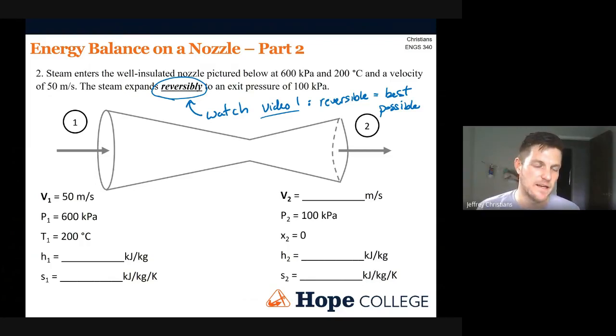Again, I spend 25 minutes talking about it in the video, so that's just kind of a teaser. Really, it's the best possible process that we could do something by. So in this case, if it's a reversible nozzle, and we'll get to exactly why in this video, that means that delta S is exactly equal to 0.